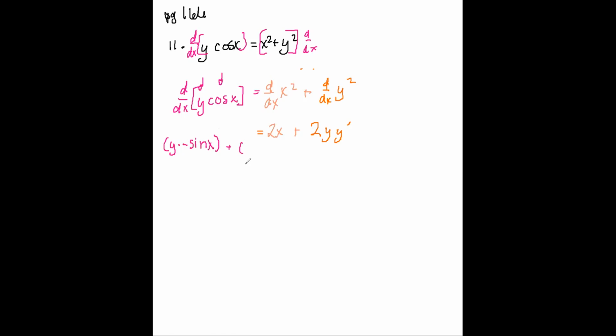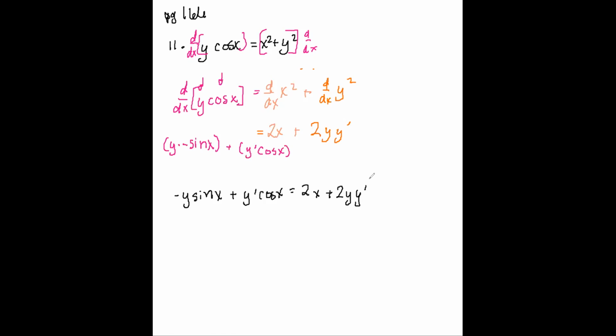Plus, sorry, I'm kind of going at a slant here because I didn't leave myself enough room. The derivative of y with respect to x is just going to be dy dx, or in this case, I'm going to write down y prime times cos x. So I'm going to rewrite this. I've got negative y sine x plus y prime cos x is equal to 2x plus 2y prime.